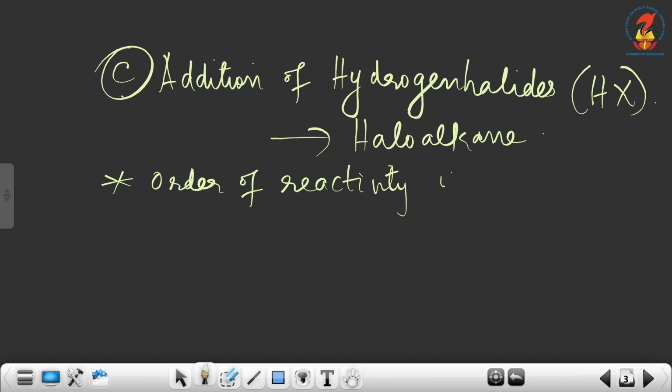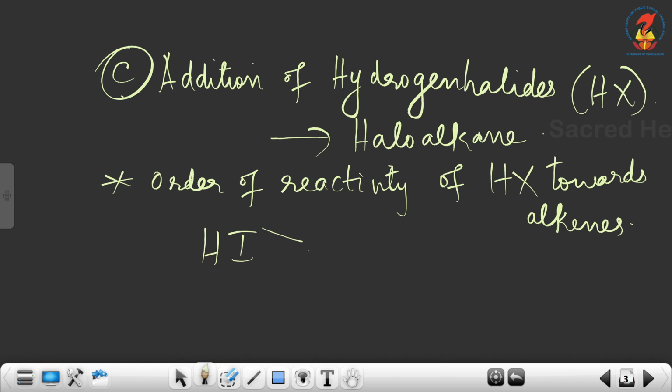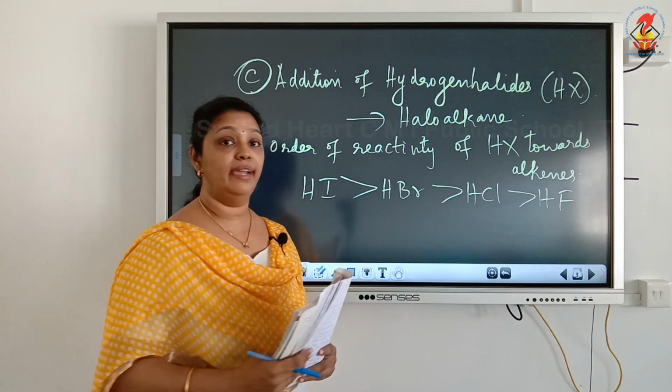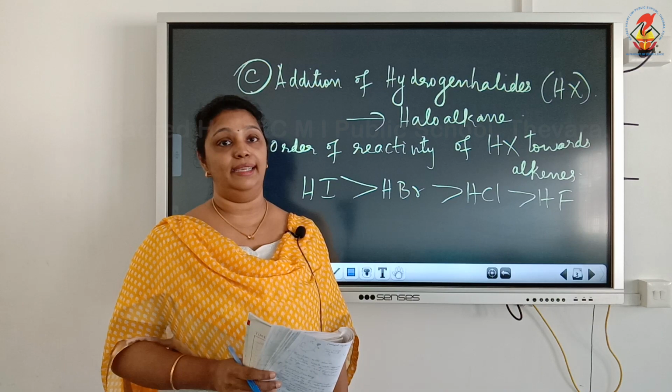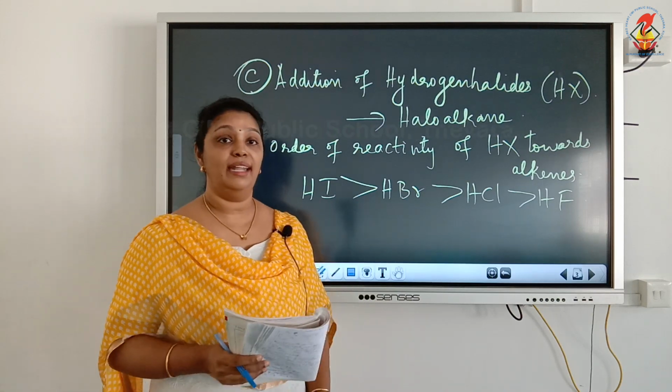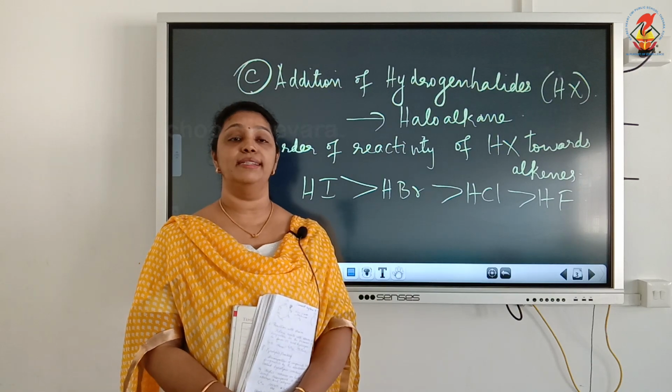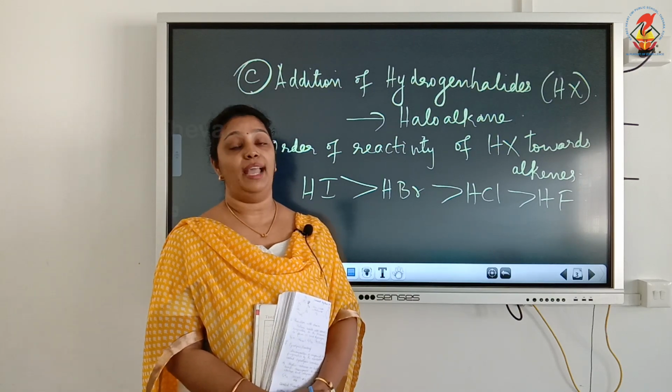Now, let's see the order of reactivity of hydrogen halides towards alkenes. We can write the order as hydrogen iodide greater than HBr, greater than HCl, greater than HF. That means hydrogen iodide will react faster with alkene than HBr, then HCl, then HF. Now what is the reason? Why HI? Hydrogen iodide is highly reactive with alkene.